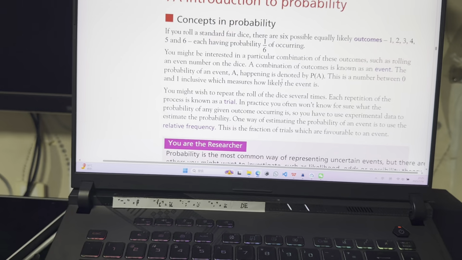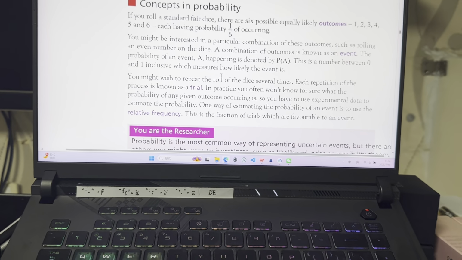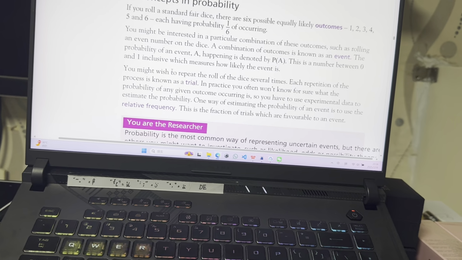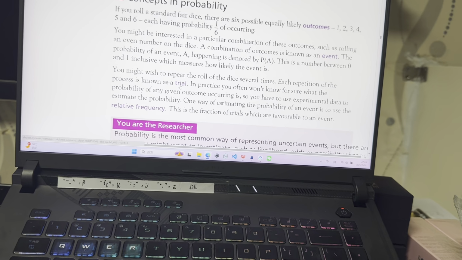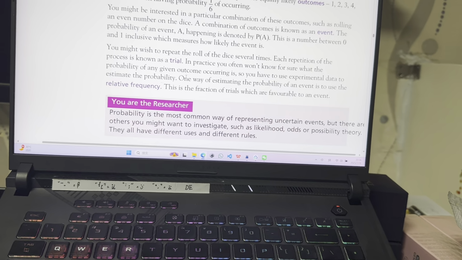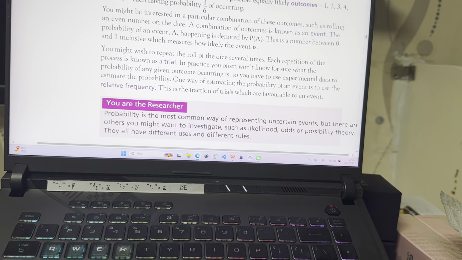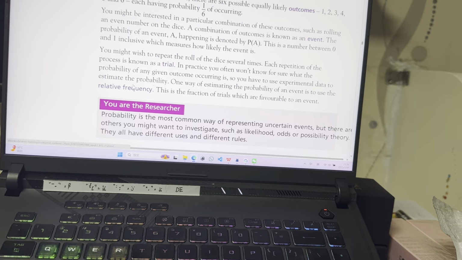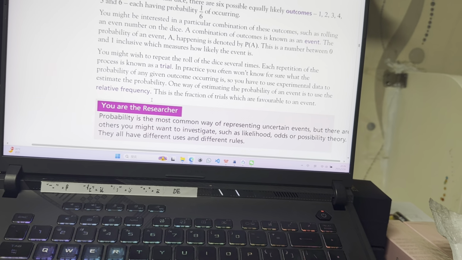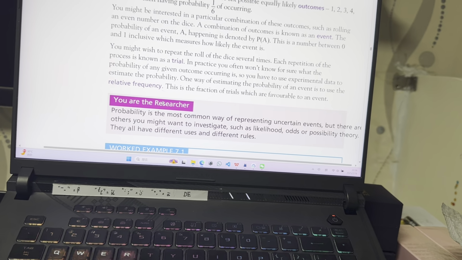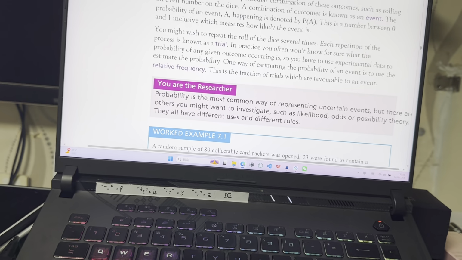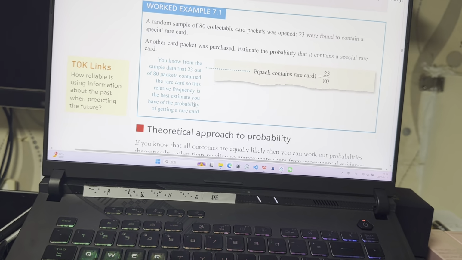You might wish to repeat the roll of the dice several times. Each repetition of the process is known as a trial. One way of estimating the probability of an event is to use the relative frequency. So definitions are really important.